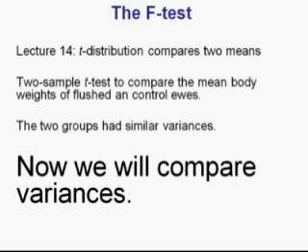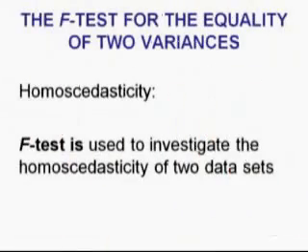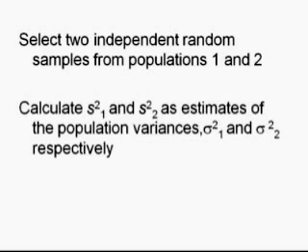However, the F-test can also be used in a wider context, as part of an analysis of variance to compare two or more means. The two-sample t-test and the analysis of variance make the assumption of homoscedasticity. Recall from Lecture 14 that homo means same, and scedasticity means scatter. The F-test may be used to investigate the homoscedasticity of two datasets. In other words, we can use the F-test to assess the assumption that the variances from the two populations are the same.